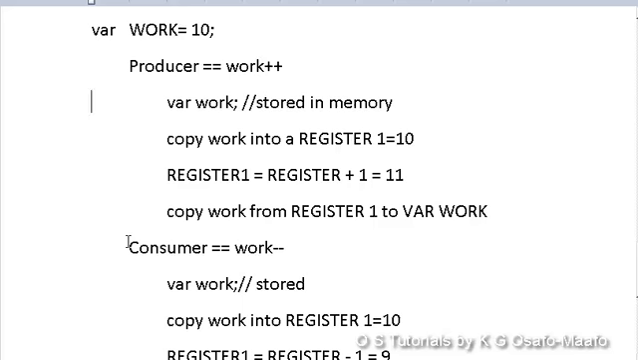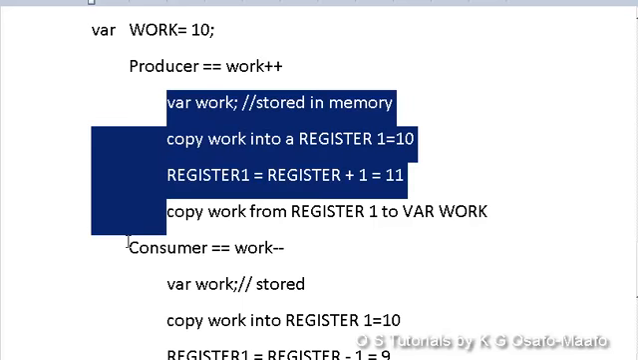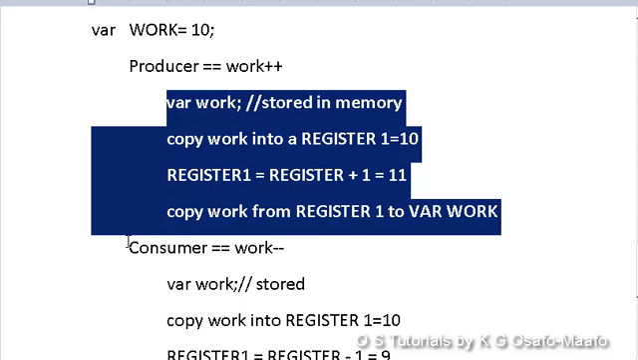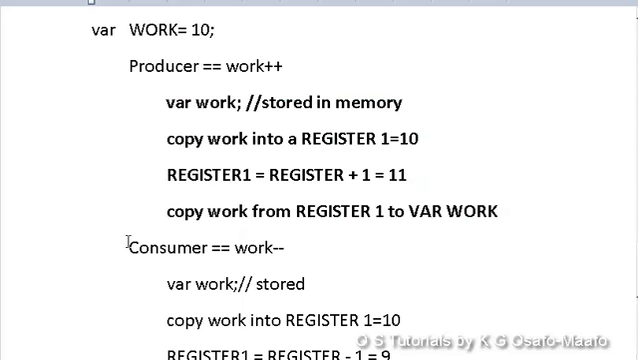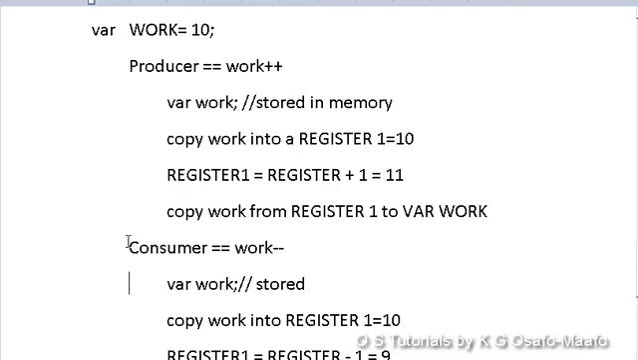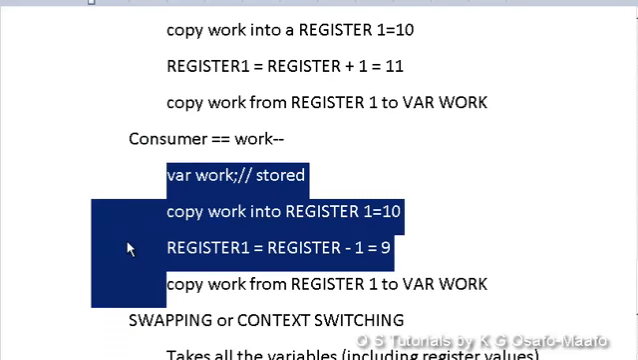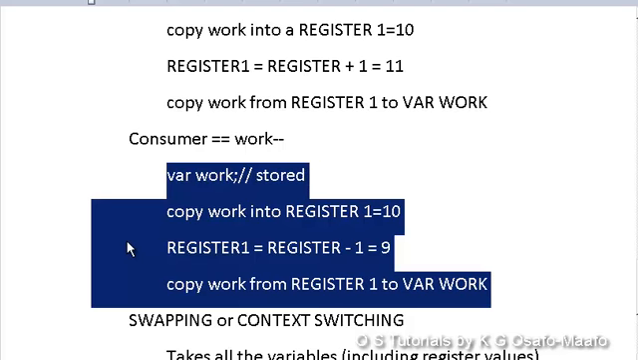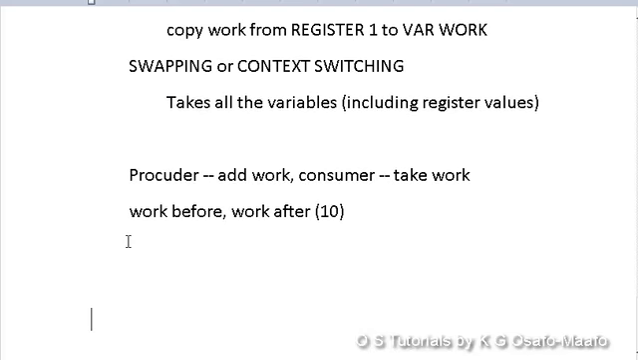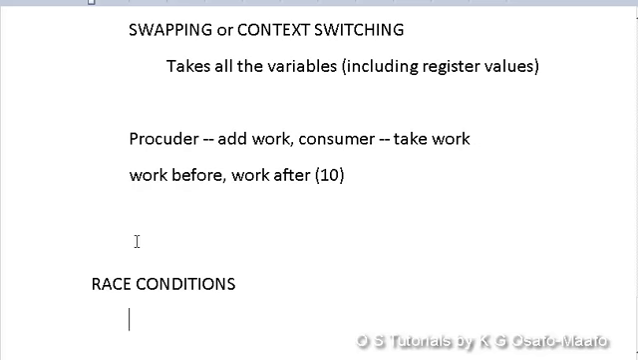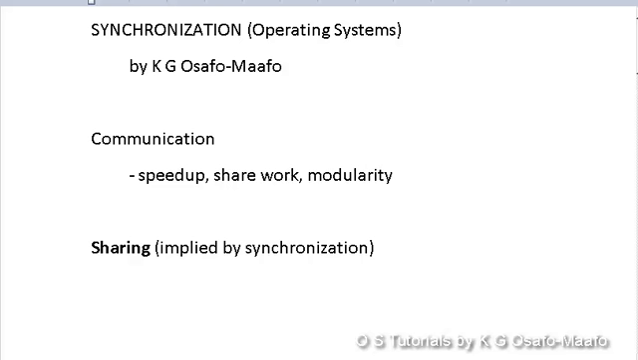Now, the only way we can prevent this is to say, if the producer starts to change the value of work, all of this should be done and completed and nobody should interrupt. Or the consumer should be allowed to finish doing this work before he's swapped out. Now, these situations are called race conditions. Race conditions mean variables are being manipulated such that the results are not what we expect. This is race conditions. And we'll continue in the next video discussing how we can prevent race conditions in synchronization.